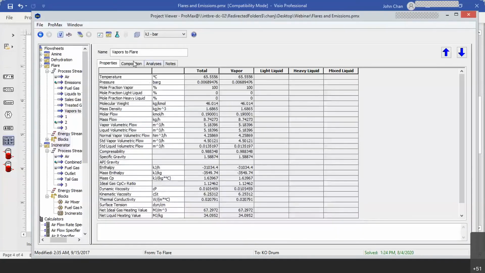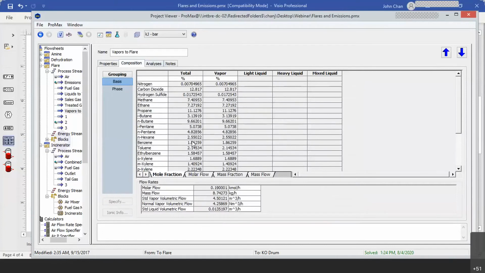If you take a look at the flare composition, you can see that we have a small amount of your hydrogen sulfide, and we also have some hydrocarbons, your methane, ethane, propane, and also your BTEX.